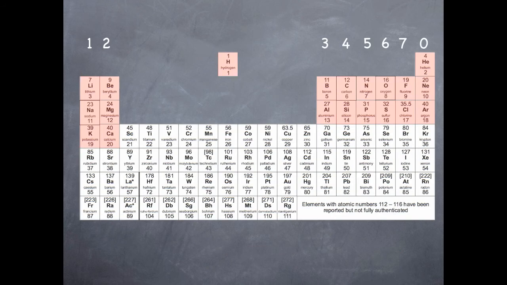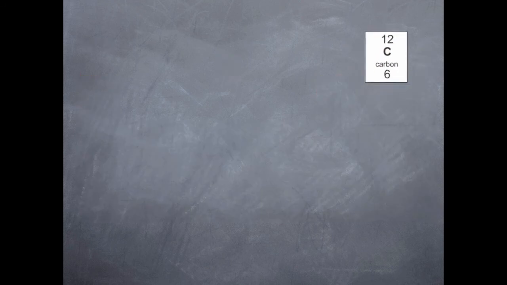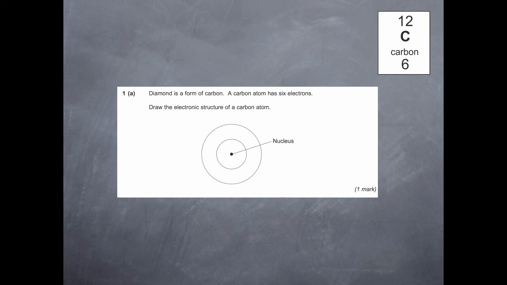You'll need to be able to draw the electronic structure of the first 20 elements of the periodic table for your exam. So let's finish by practicing drawing one of these together. In January 2012, this question was asked about carbon. Diamond is a form of carbon. A carbon atom has 6 electrons. Draw the electronic structure of a carbon atom.